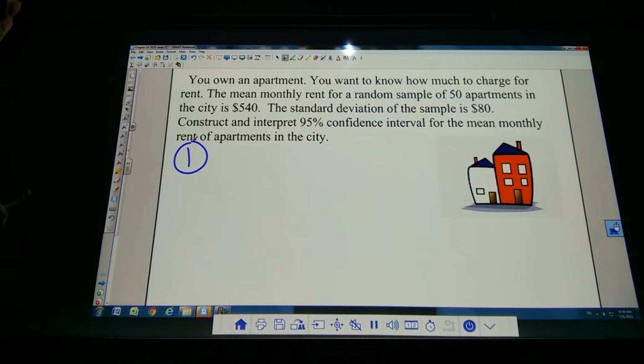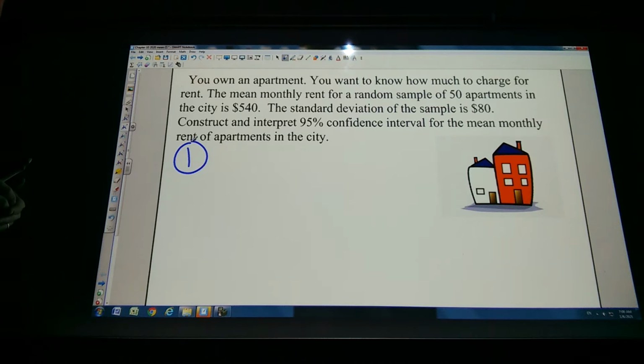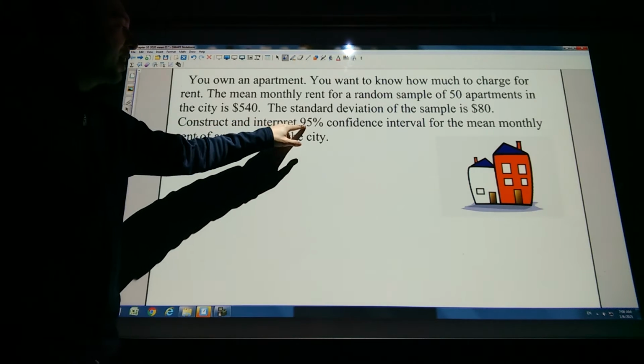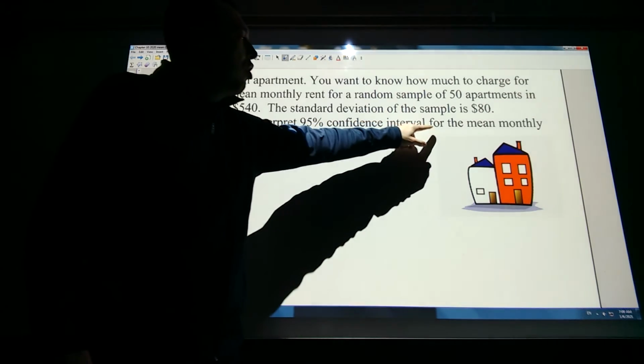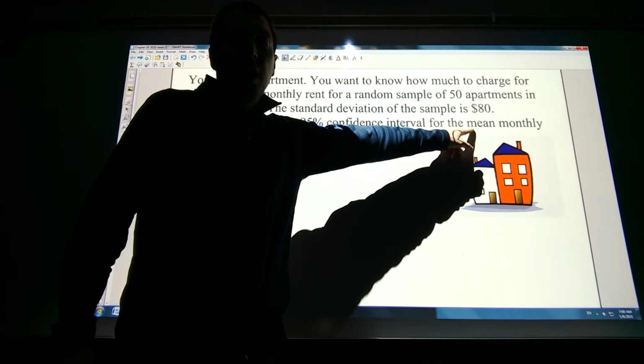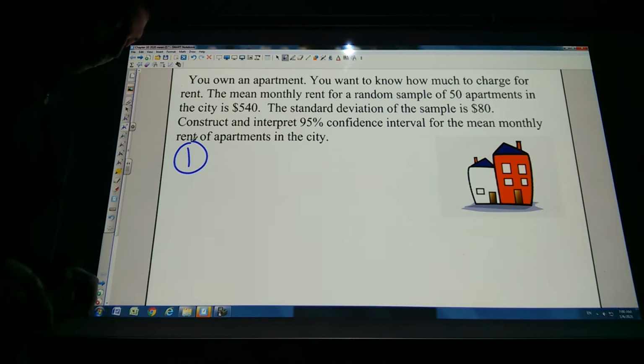The proper name. So the question you need to ask yourself is, am I looking at an average? Am I looking at a mean? Or am I looking at a percentage? Or am I looking at a proportion? Is it a mean problem or a proportion problem? Normally the last sentence will clue you in. Construct and interpret a 95% confidence interval for the mean. Okay, so it's a mean problem.